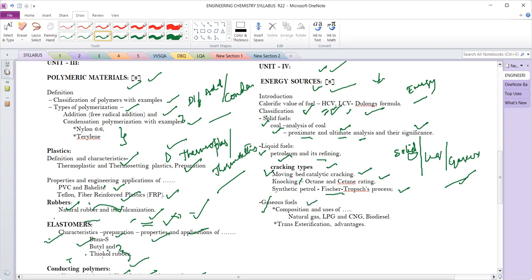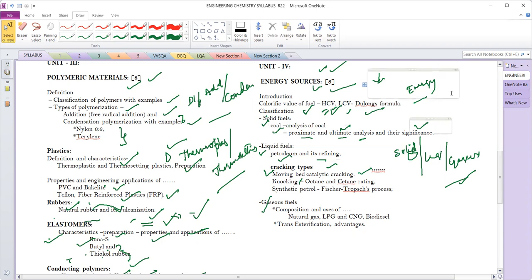Next one is the gaseous fuels. In case of the gaseous fuels, what are the different types of gases? Very important here: natural gas, liquid petroleum gas, CNG, compressed natural gas, and biodiesel, right? Transesterification and their advantages, right? So all these different topics we learn.